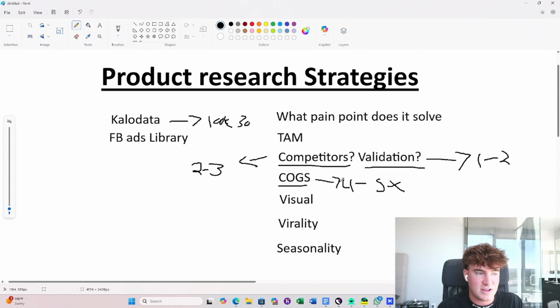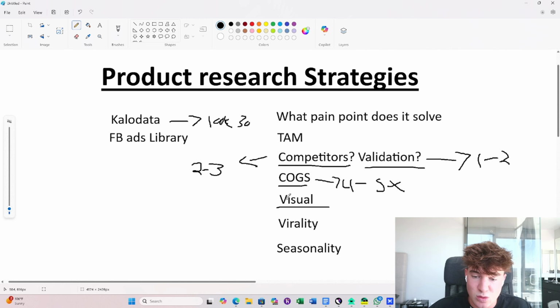And obviously you can also fix like your rising cost per acquisitions by adding like upsells, bundles, post-purchase upsells, stuff like that to increase your AOV. But when testing, I just look for my product to have a 4 to 5x markup. The next thing we'll go into is you want to be selling a visual product.